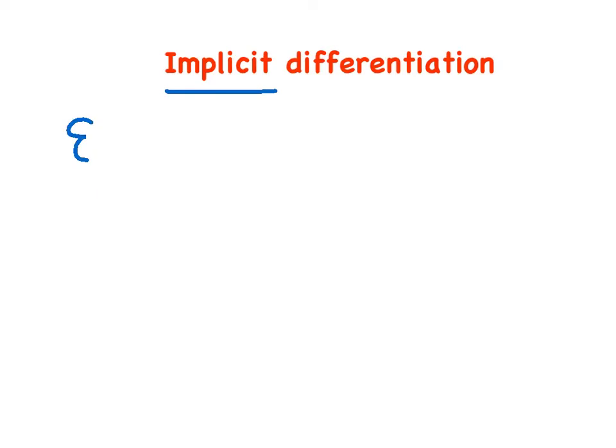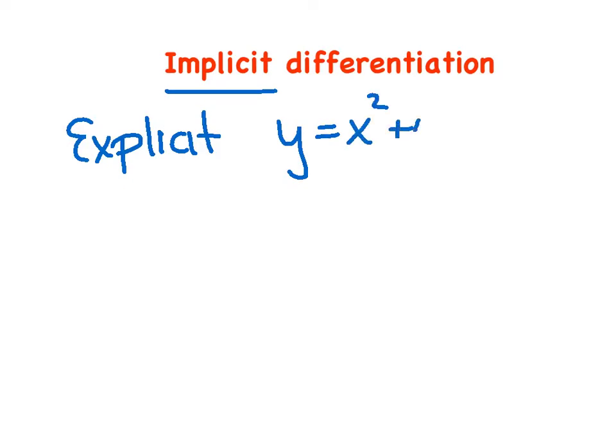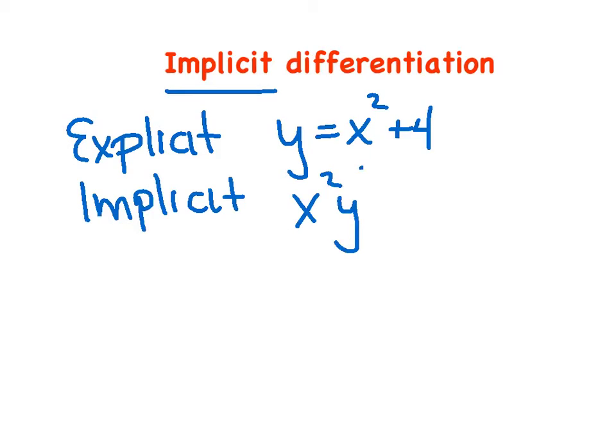For example, an explicit equation looks like y equals x squared plus 4. I'm explicitly solved for the letter y. An implicit equation is something that I can't solve for y exactly. Say x squared y cubed plus 2yx equals 4y squared. Something to that effect where I can't easily solve for y. So we say that's an implicit equation.